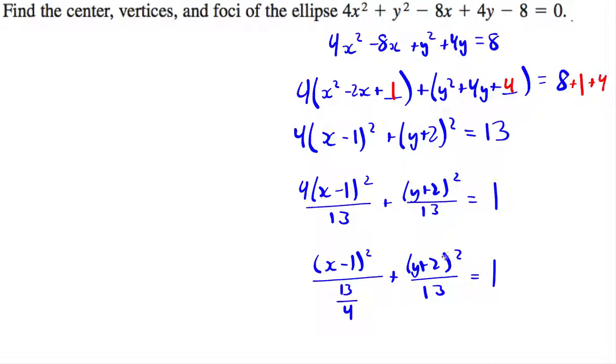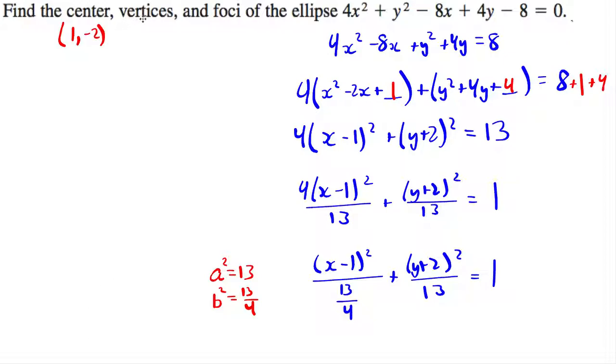All right, and so that's our equation. So now we have everything we need. We know that A is going to be the larger value. So here we can see that A squared is equal to 13, and B squared is equal to 13 over 4. And we know that because 13 is a lot bigger than itself divided by 4. The center is the easy one, so that's h comma k, so it's 1 comma negative 2.